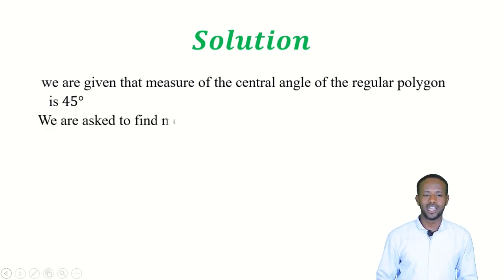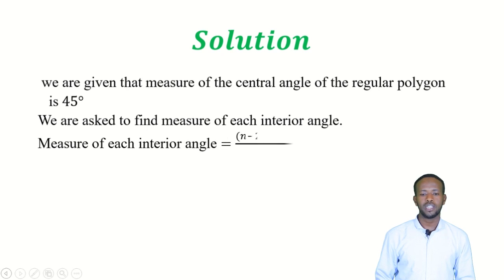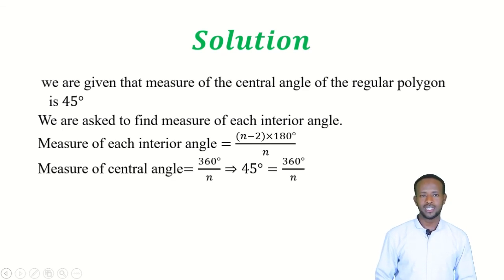Okay, so we are asked to find the measure of each interior angle. The measure of each interior angle is equal to n minus 2 times 180 over n. But we don't have what? n, isn't it? Measure of each central angle is equal to 360 degrees over n. 45 degrees is equal to 360 degrees over n. So when we cross multiply, we get n is equal to 8.